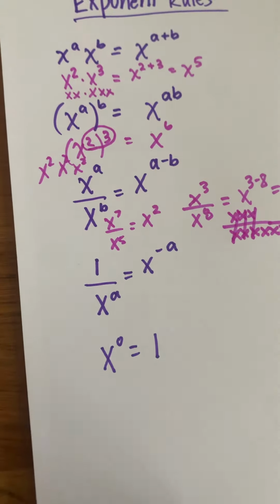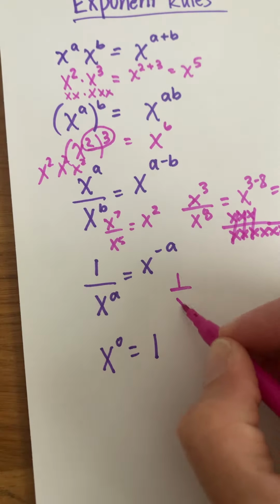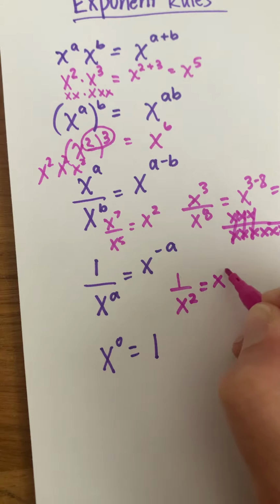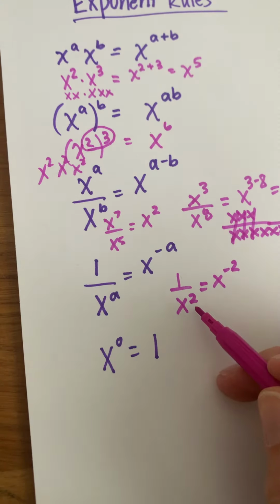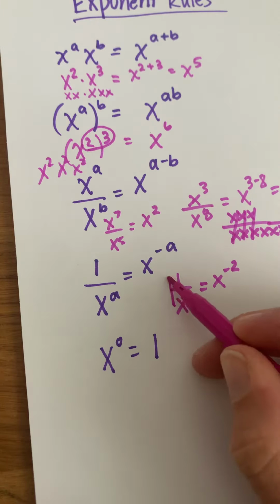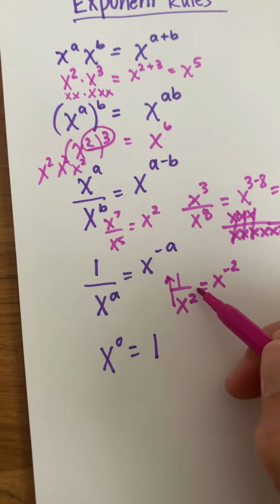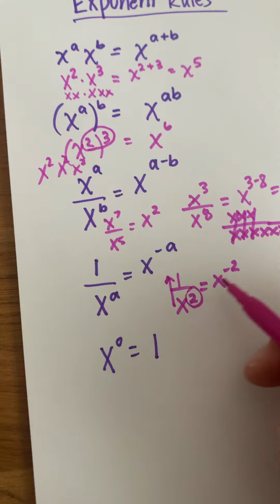This one, if you have a power in the bottom, 1 over x squared, that's x to the negative 2. Sometimes people want to make this a fraction. Do not make it a fraction. You're just moving this up, and when you move it up, you keep this number the same, but you change its sign.